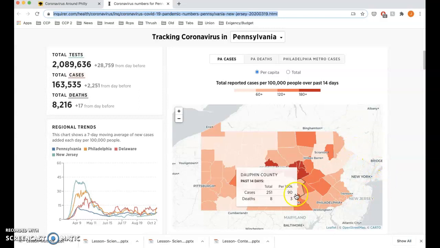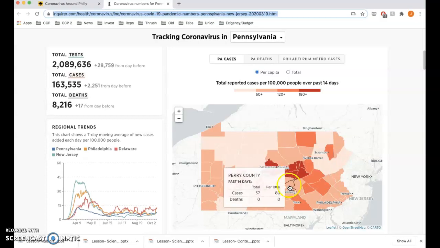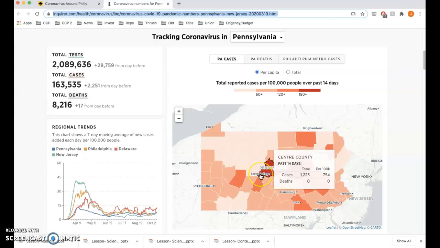So I'm going to give you my example. I see that in Pennsylvania, in Centre County, they have what looks to be the highest number of cases per 100,000 people. I'm going to guess that this is happening because State College is there, okay? Penn State is back in session. So I'm betting that college reopening might be driving those numbers.